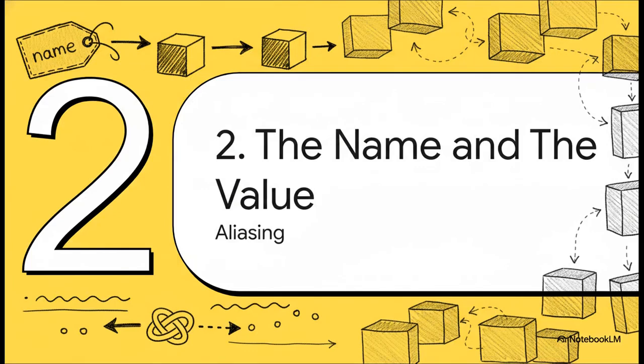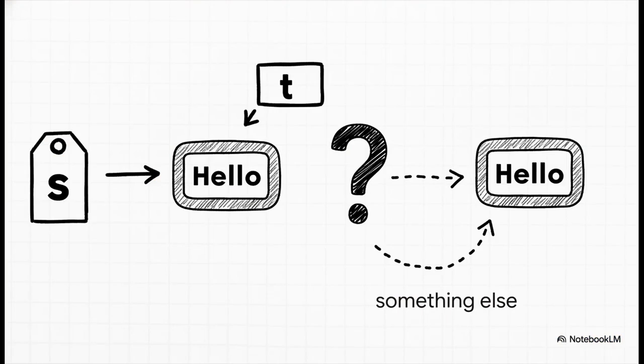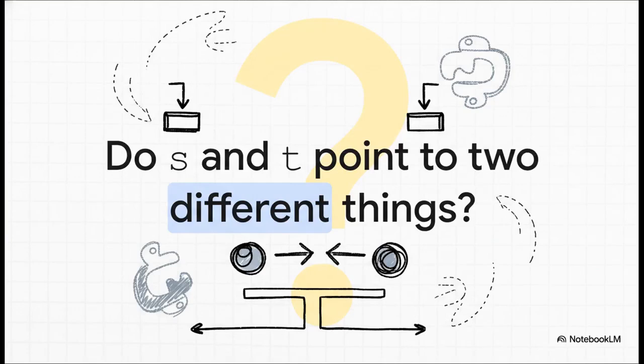Right, so if variables are just names pointing to objects, what happens if we stick multiple names onto the same object? This is where we get into a really important and sometimes kind of tricky concept called aliasing. Okay, check this out. We assign the string hello to the variable s. Easy enough. Then we just say t equals s. So the big question is, did we just make a brand new copy of hello for t? Are these two totally separate variables now, each with their own identical value? Or is something a little more clever happening here?